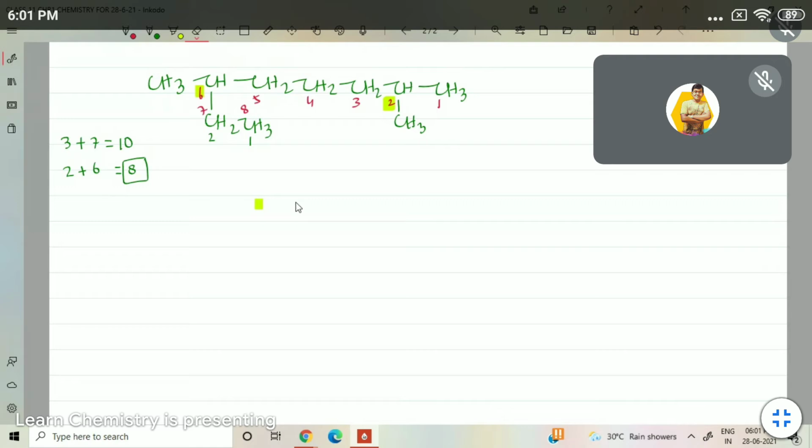So that is why this green one is rejected. The green numbering basically is rejected. Now you people will tell me what is the name of this compound. Quickly.